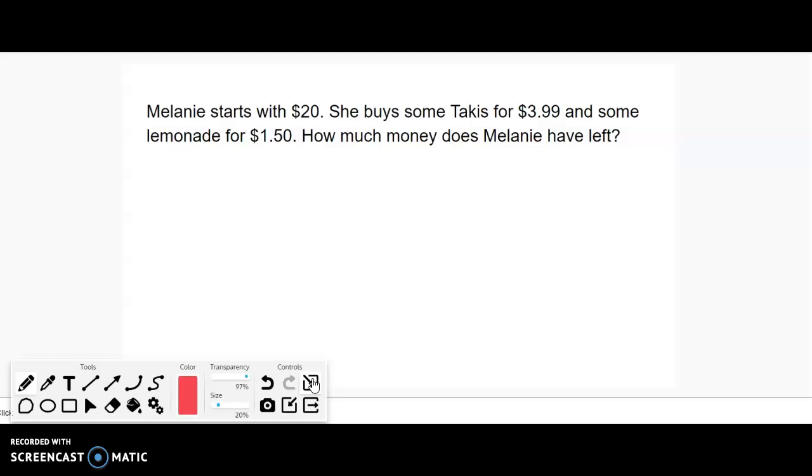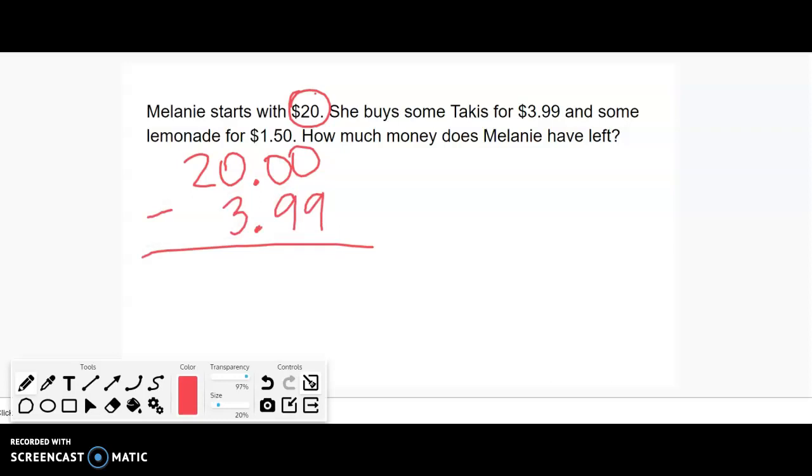Or I could subtract them one at a time. So we'll do the subtracting one at a time first. I'm going to take 20. I'm going to subtract $3.99. Now remember, where's the decimal in 20? It's at the end, because $20 I can also write like that. So minus $3.99. Lots of borrowing on this one.